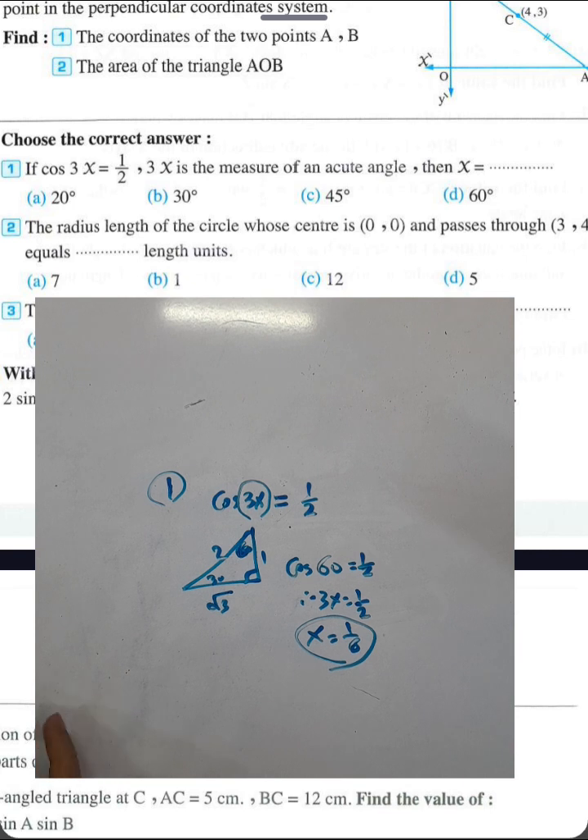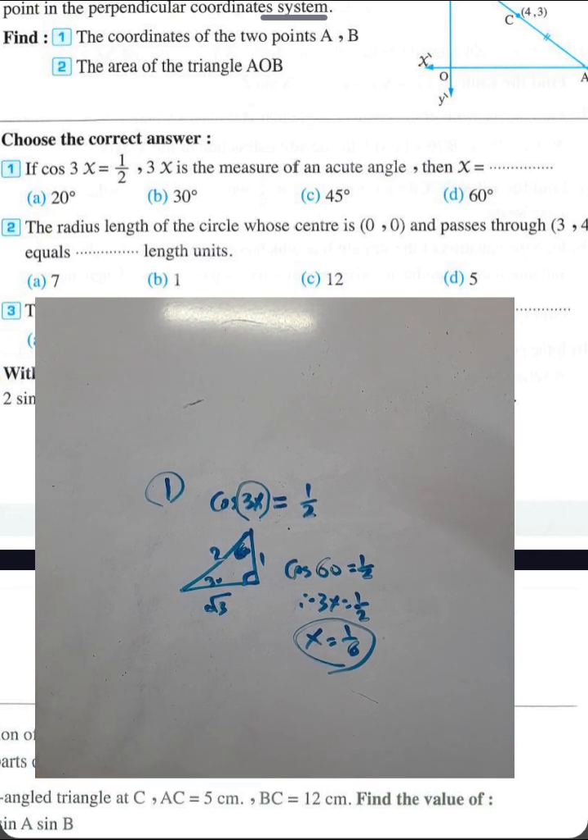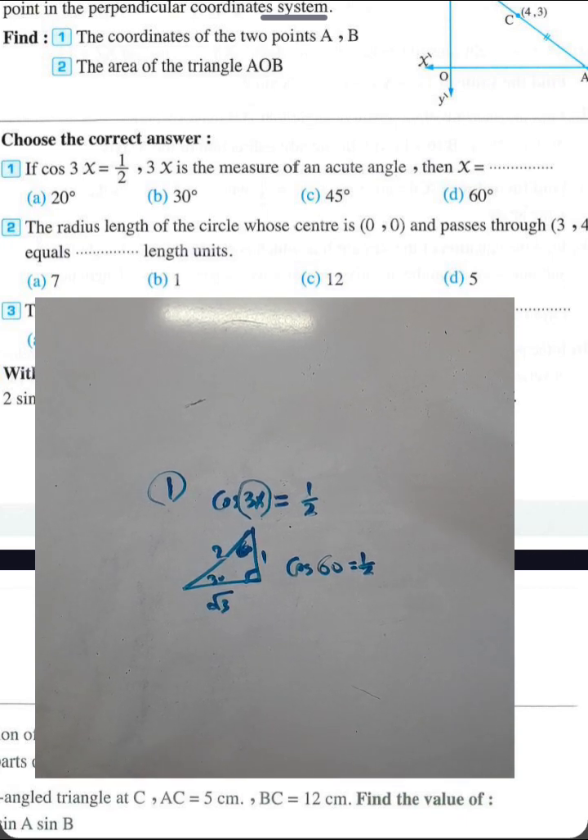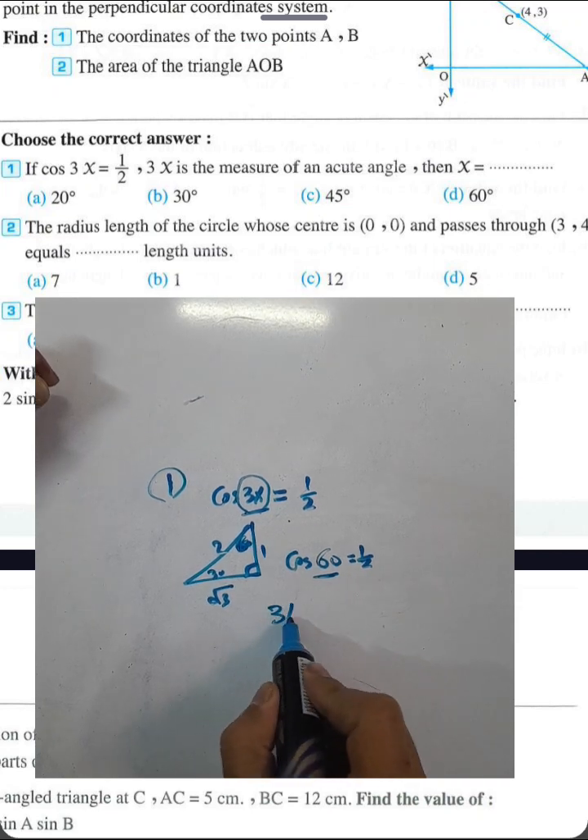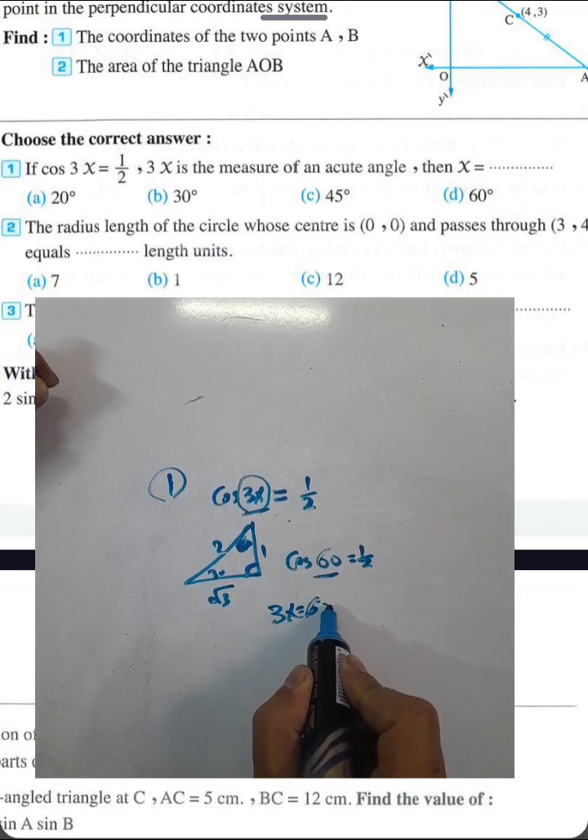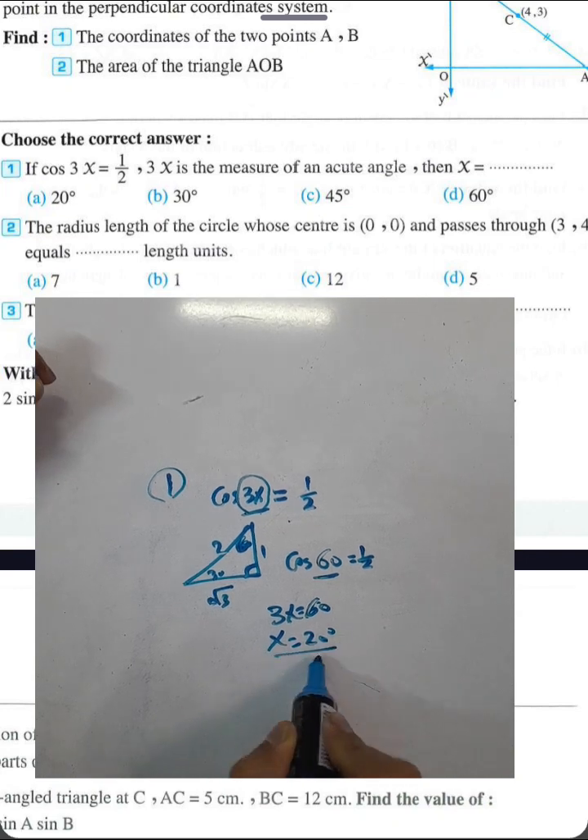Then you want to find what? Sorry, 3x equals 60. Cosine 60 equals half, then 3x will be equal to 60, then x will be equal to 20 degrees.